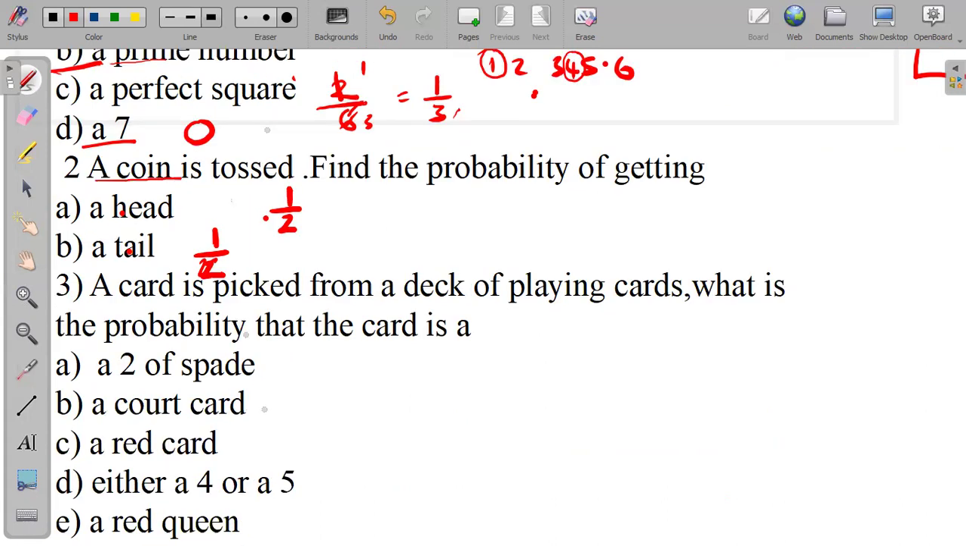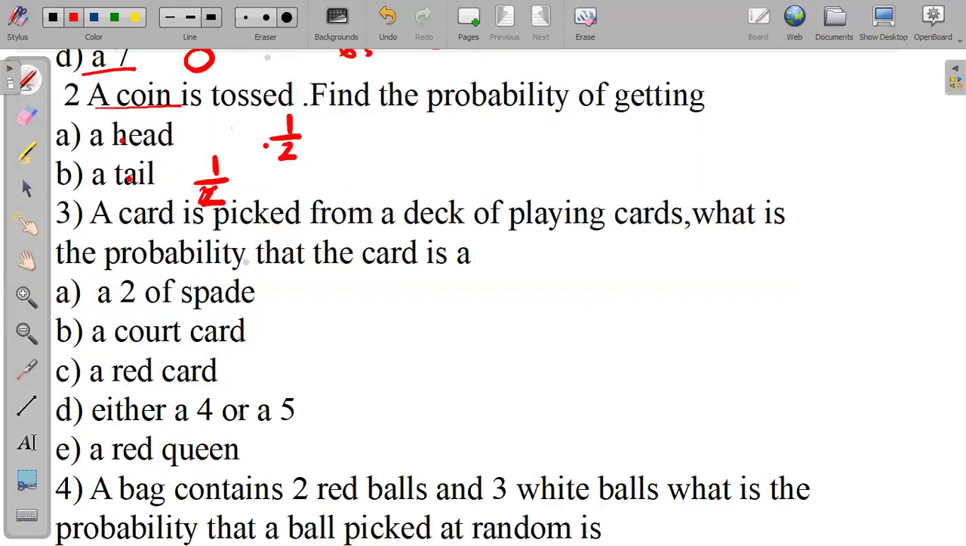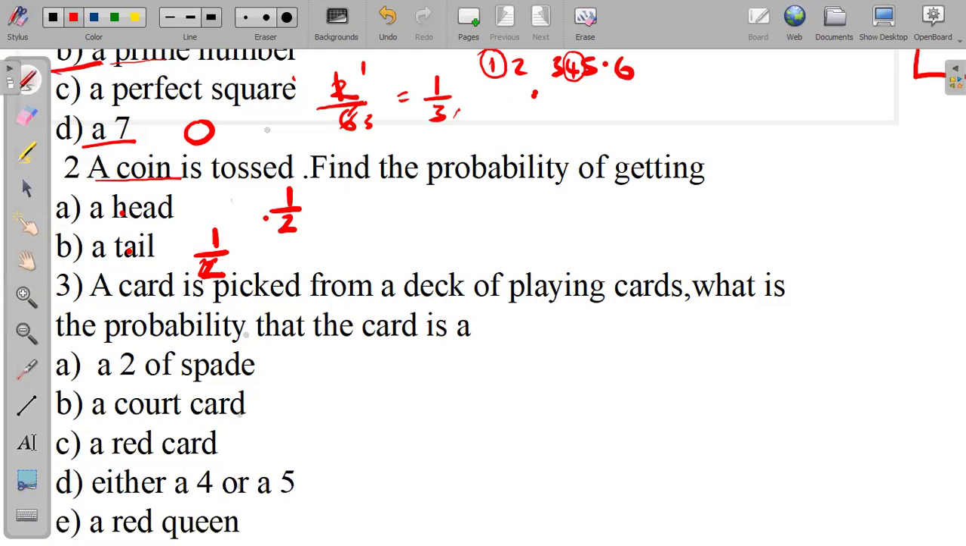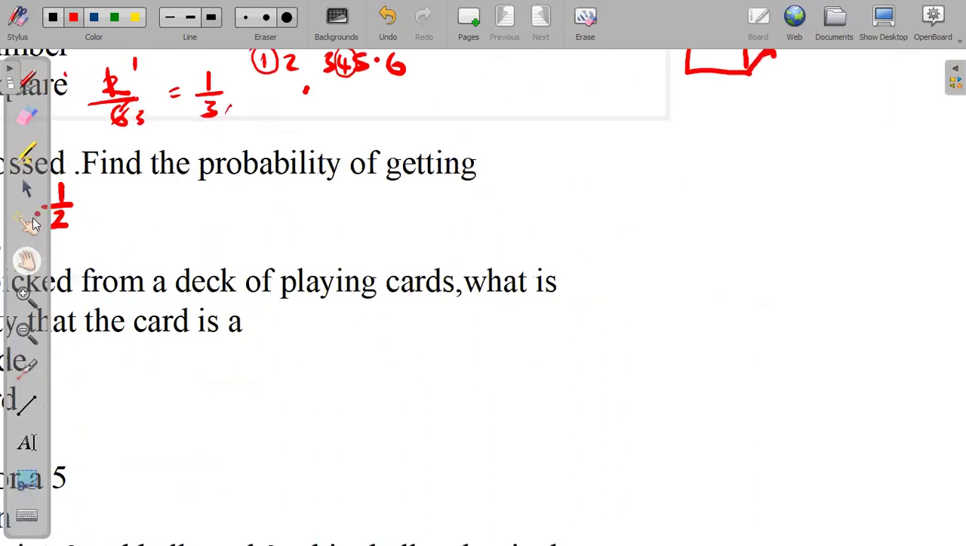All right, let's go to the pack of playing cards. I will use this to explain how to deal with questions on playing cards. Number one, there is some information you need to know regarding playing cards in general. It has these outcomes.